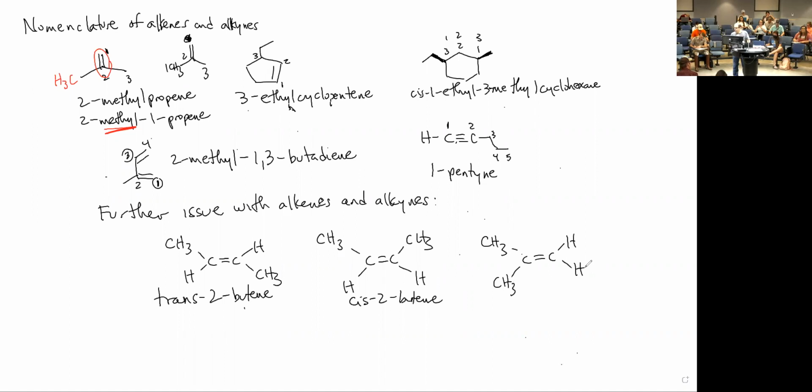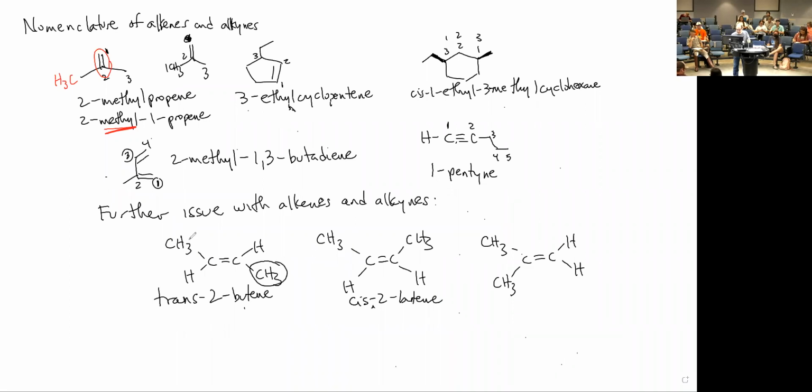And with this one, we're not going to use cis or trans. There's no cis and trans distinction. Cis and trans only works if on each of the alkene carbons, you have two different things. Do you see how on this carbon, there's an H and a CH3? And on this carbon, there's an H and a CH3. They need to be both different in order to have a distinction.